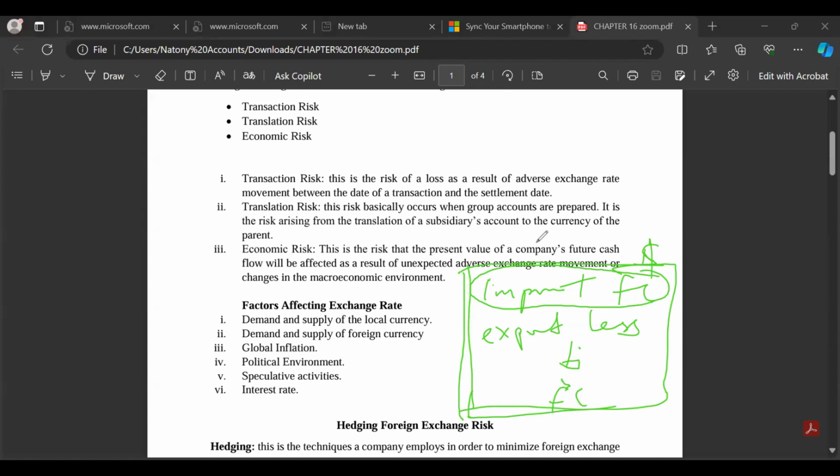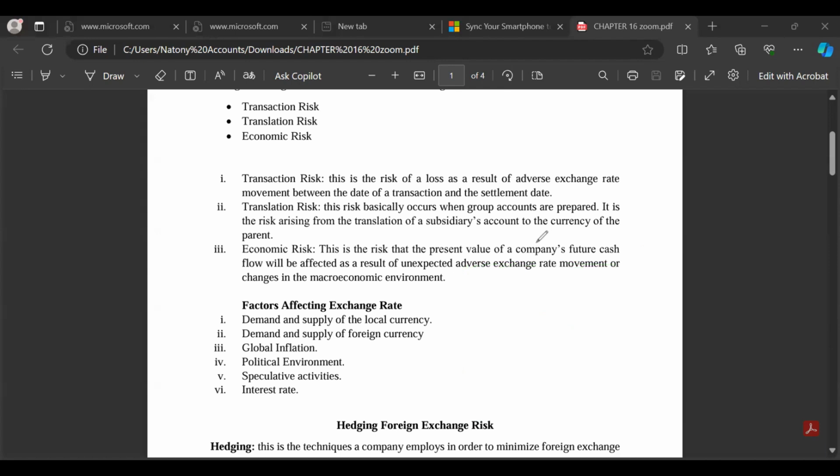So let's look at those points here. Number one, the demand for the local currency. When the demand for the local currency is more than the demand for the foreign currency, the local currency begins to gain strength against the foreign currency. On the other hand, if the demand for the local currency is very low, then it means that the local currency will continue to get weakened.